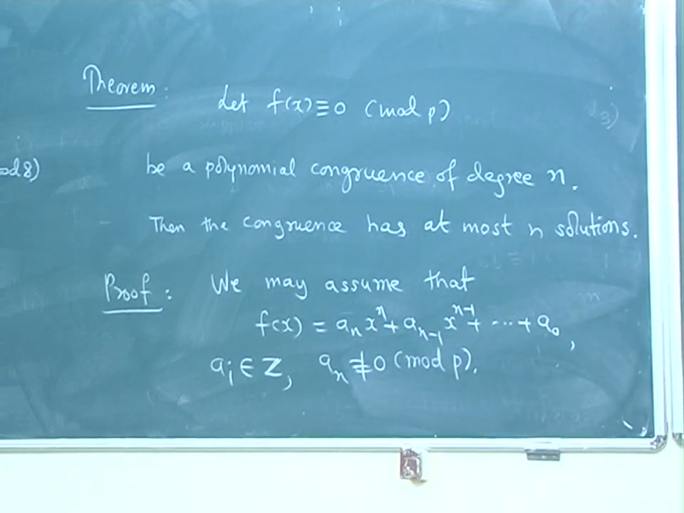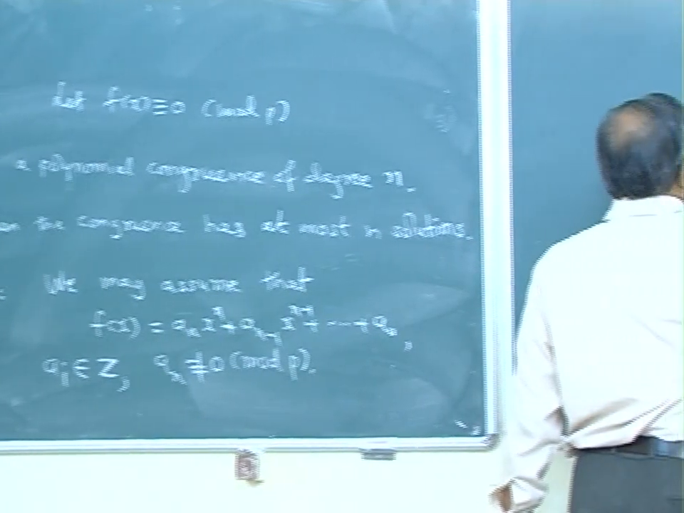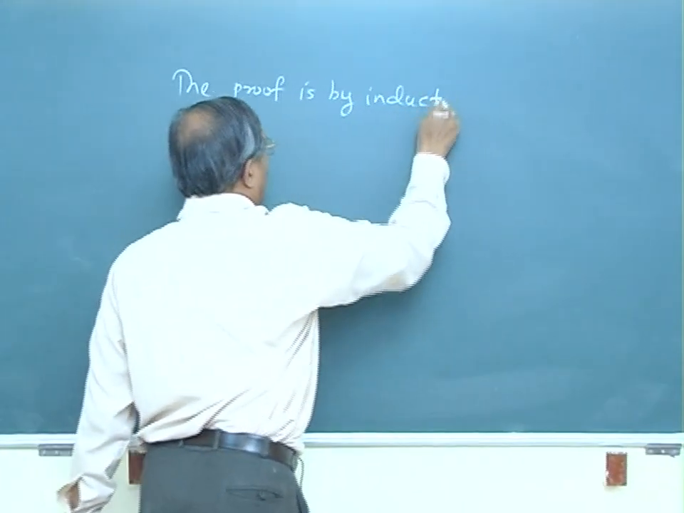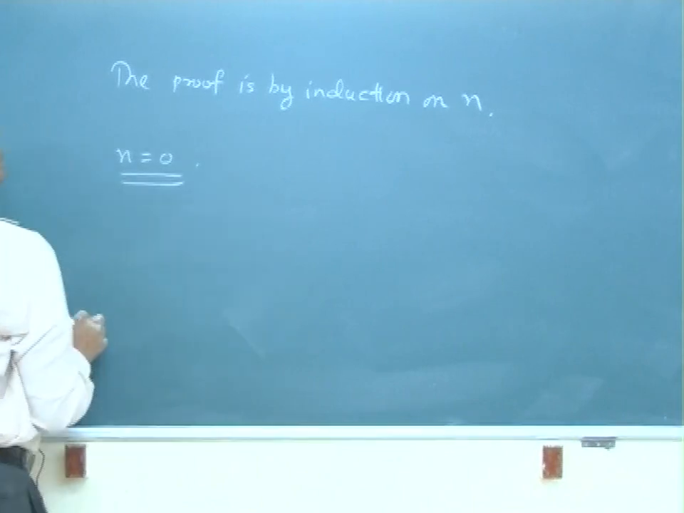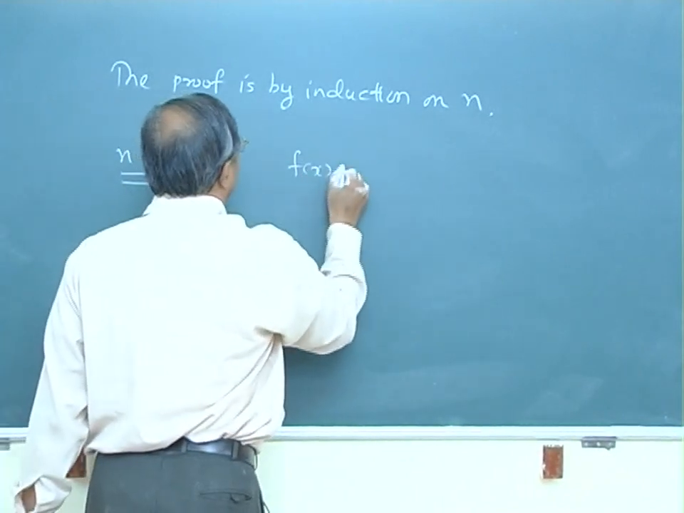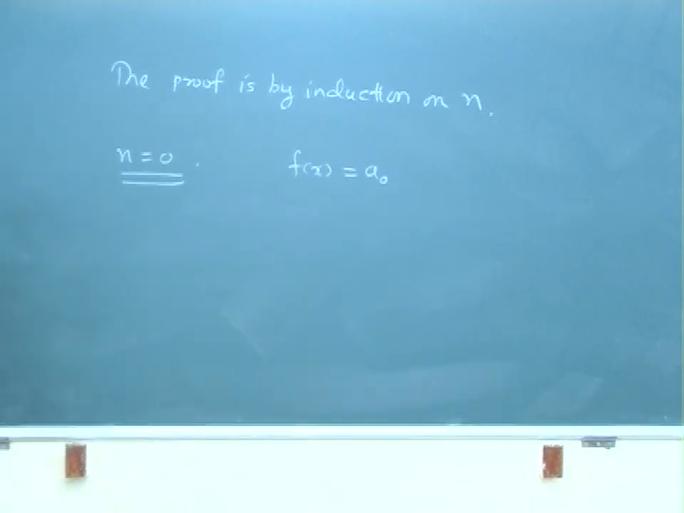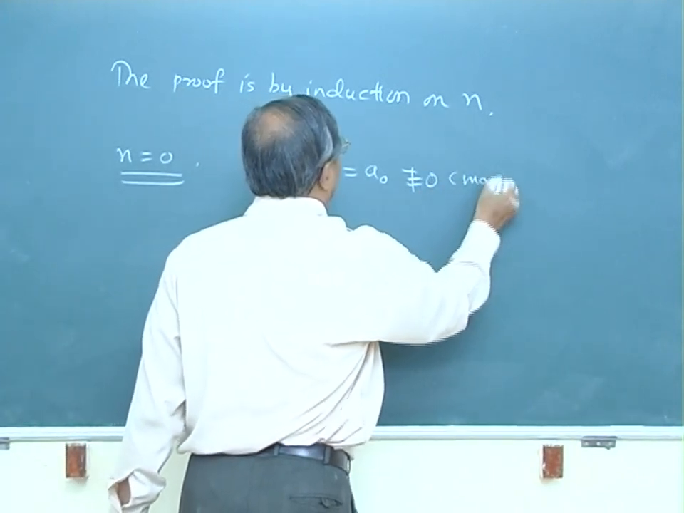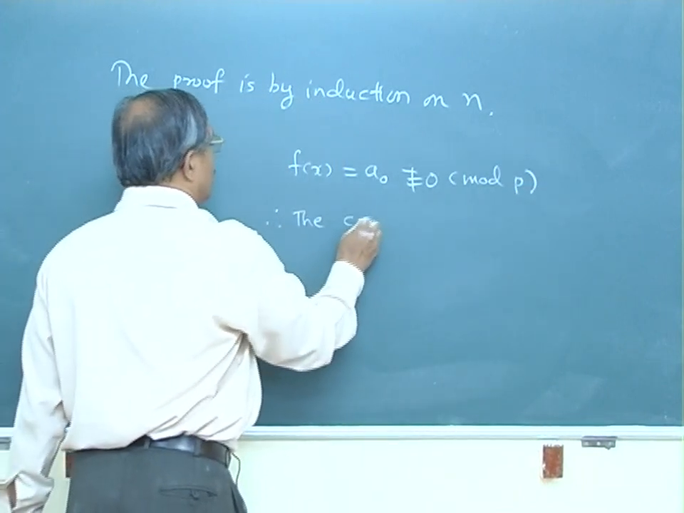Now we do this by induction. The proof is on n. So n equal to 0. So fx in that case is just a naught. Degree is 0. That means this is a naught and it is not congruent to 0 mod p by assumption. So the congruence has no solution.